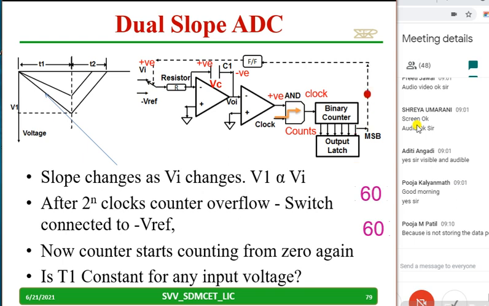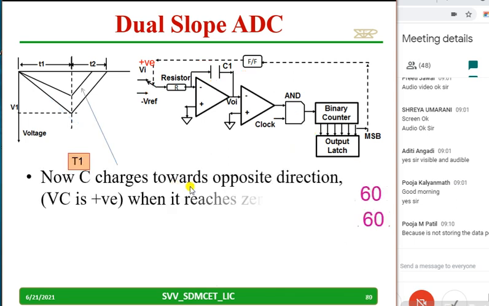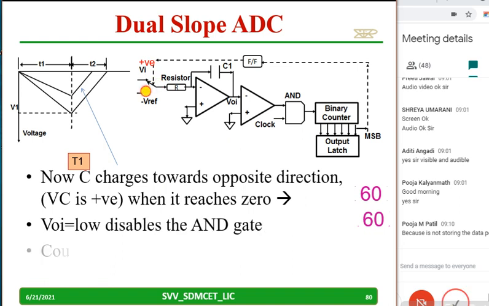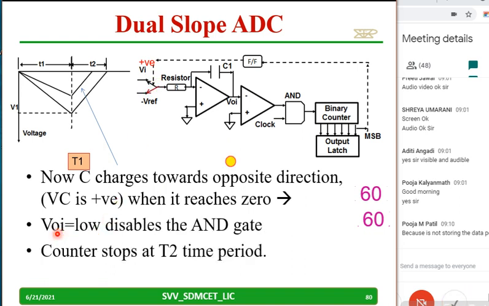So whenever there is an overflow, at that time this connection will be to the minus V reference. So therefore T1 will be constant. Now see, it charges in the opposite direction whenever the connection is to the minus V reference. And VO will become low, this voltage will become low, hence this AND gate disables, the clock will not reach the counter, and the counter stops counting. So please try to understand, this becomes 0. So therefore this is low, the AND gate disables, and the binary counter stops counting.